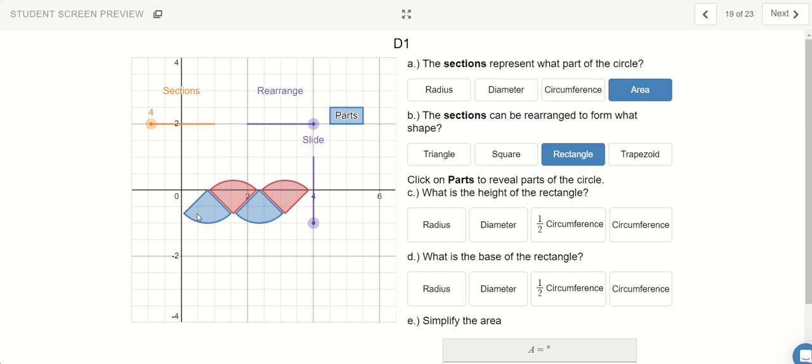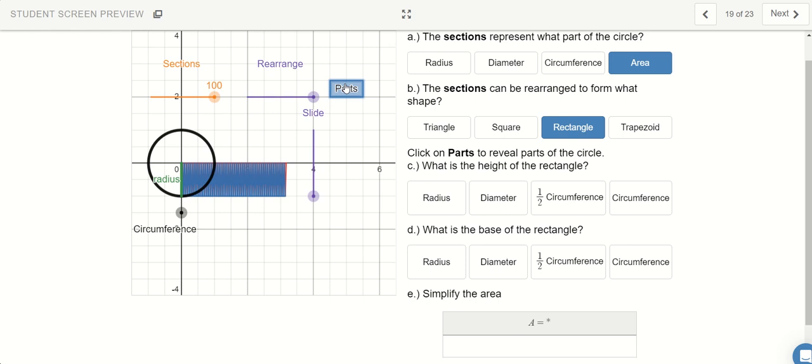It doesn't quite look like a rectangle yet, but again, if I increase the number of partitions, if I keep increasing it, if I slide it back, I'm dividing the circle into smaller sections. I'm cutting it in half and sliding these down. As I increase the partitions, notice that it's getting closer and closer to being a rectangle. So let's click on the parts and see.